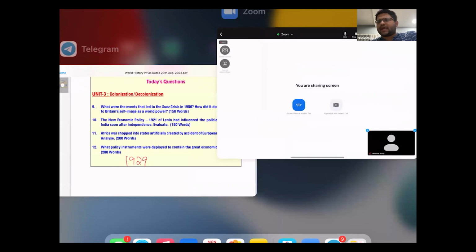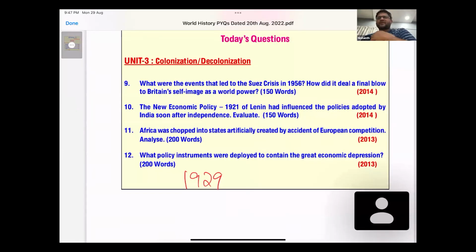So basically what happened is there was a trust in this capitalist economic structure. But this 1929 Great Economic Depression suddenly made everyone question the relevance of capitalism and the boasting of capitalism. So you can start with the introduction of what is this Great Economic Depression and how it impacted the world economy. The trigger moment was the falling of US markets and so on.